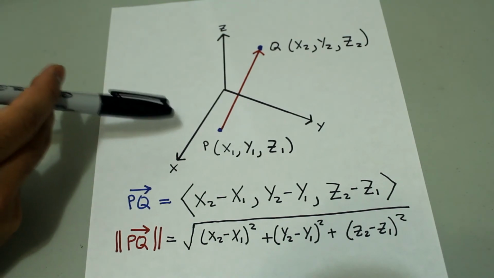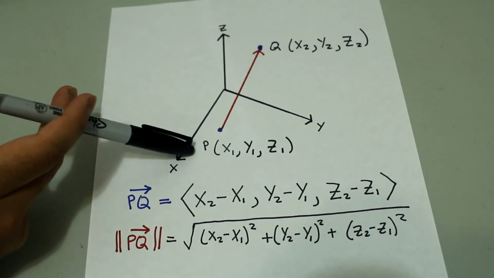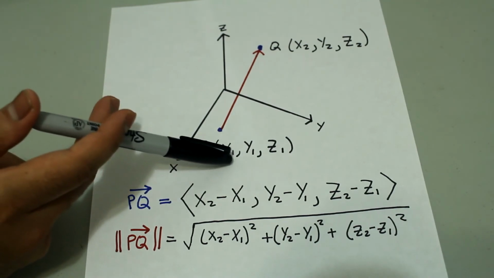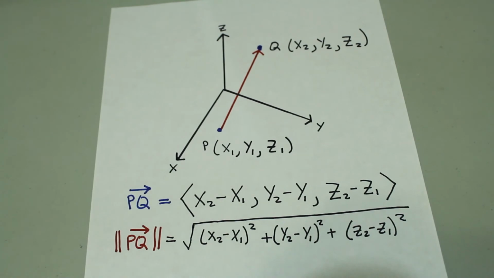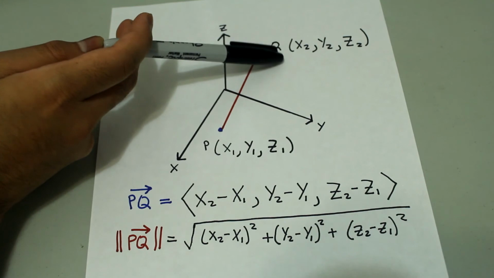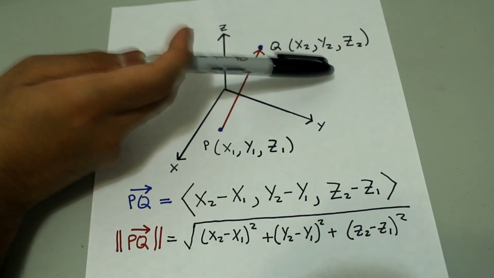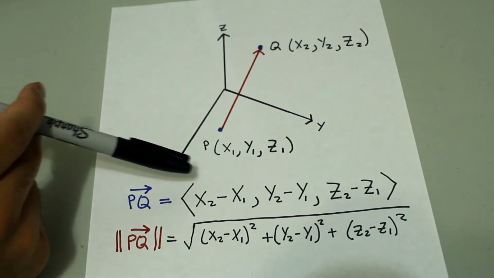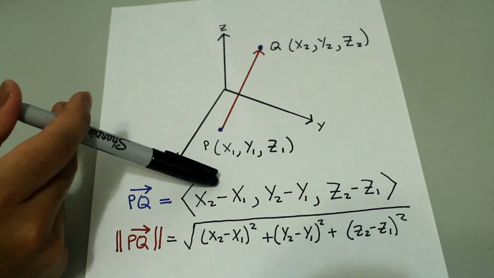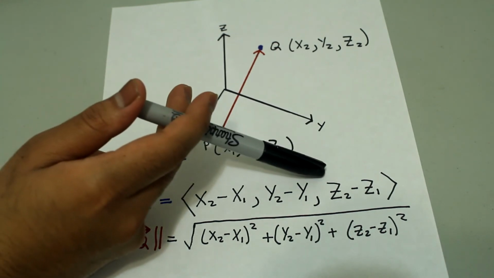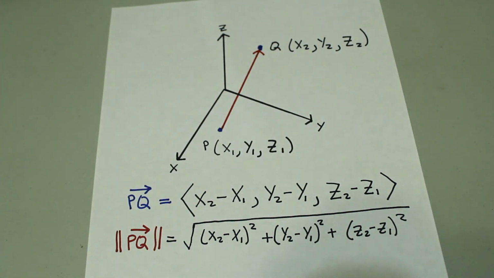In this example, we have point P as the initial point, which is represented by the coordinate x1, y1, z1. And the terminal point is Q, which is represented by the coordinate x2, y2, z2. We're using angle brackets for the component form, and just like in 2D, we're doing x2 minus x1, y2 minus y1, but this time we also have z2 minus z1.